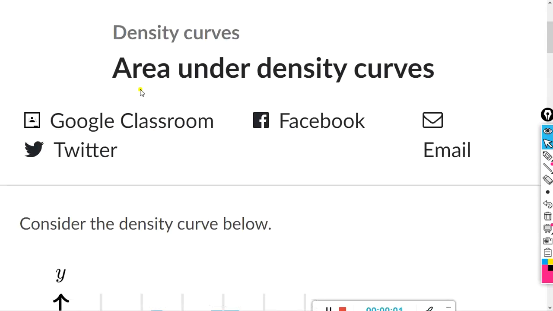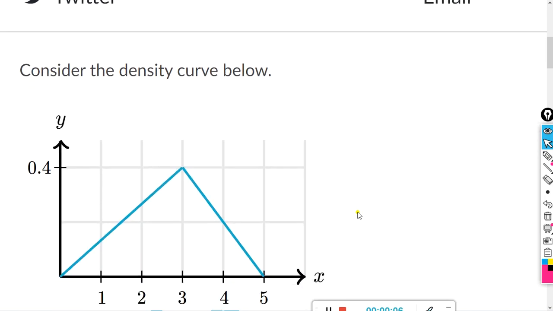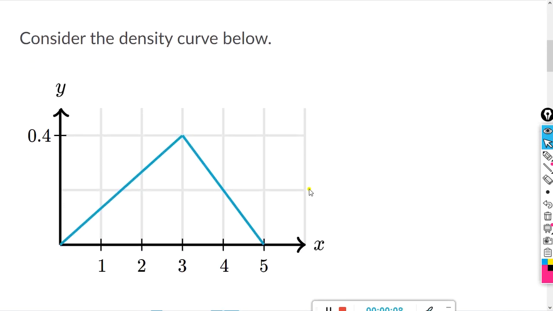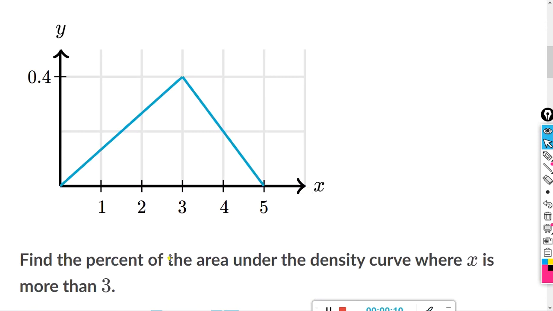This will be for the con assignment, area under density curves. Okay, consider the density curve below. Find the percent of the area under the density curve where x is more than 3.